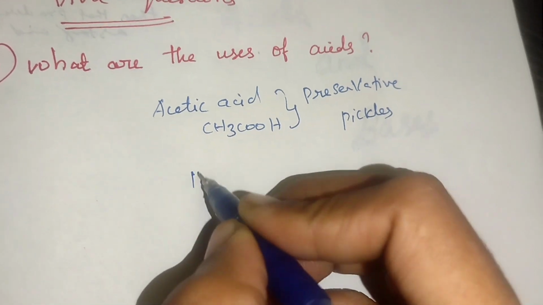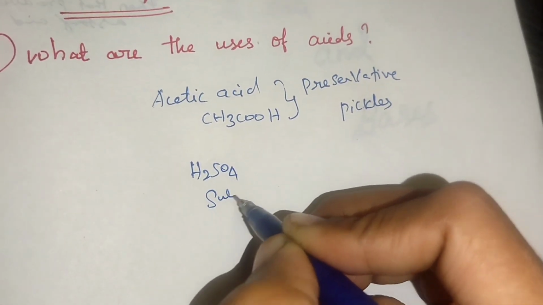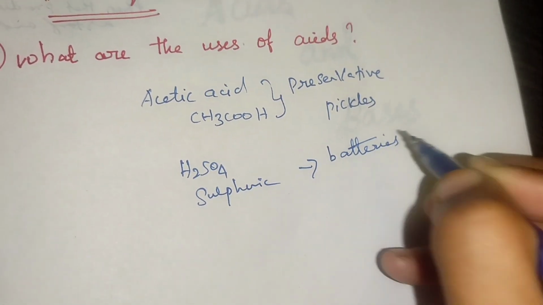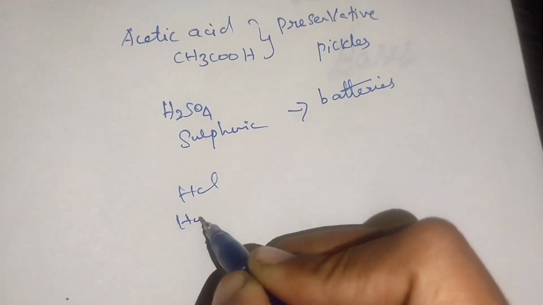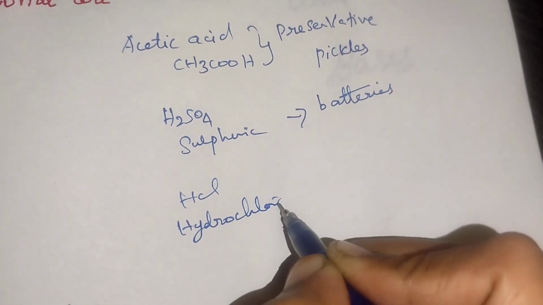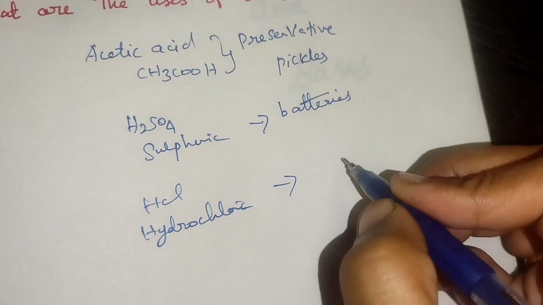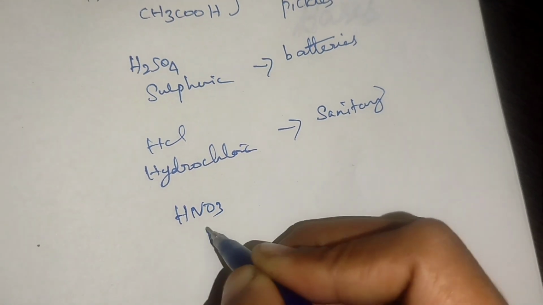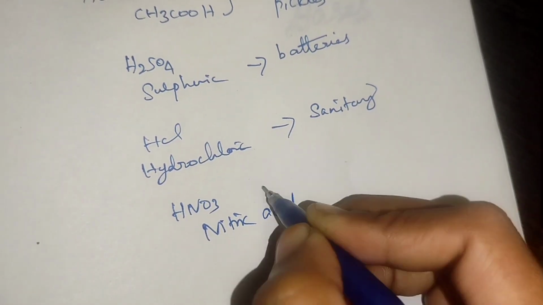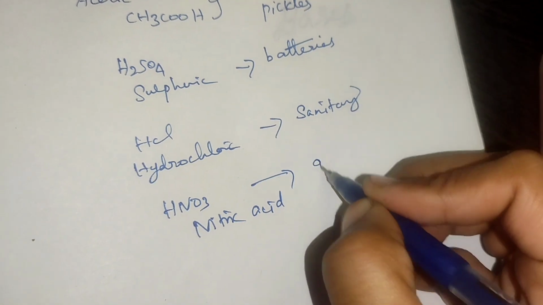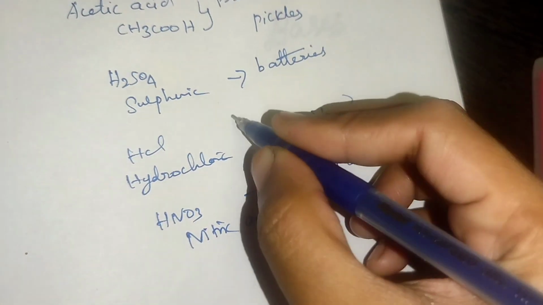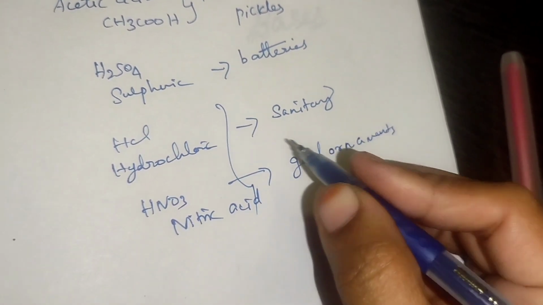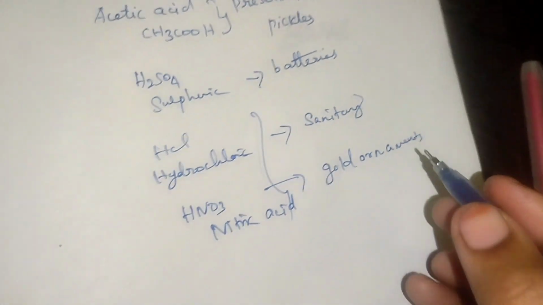And the next one is H2SO4. H2SO4 means what? Sulfuric acid. This sulfuric acid is used in batteries. HCl, hydrochloric acid, is used in cleaning sanitary ware. And HNO3, nitric acid, is used to clean gold ornaments. So these two acids are used for cleaning: HNO3 for cleaning gold ornaments, and HCl for cleaning sanitary ware.